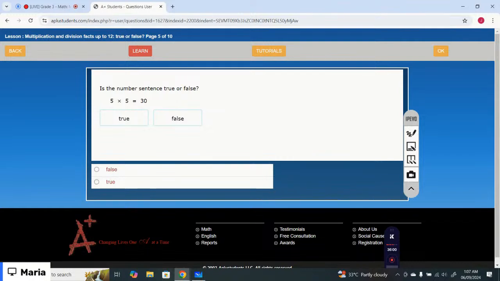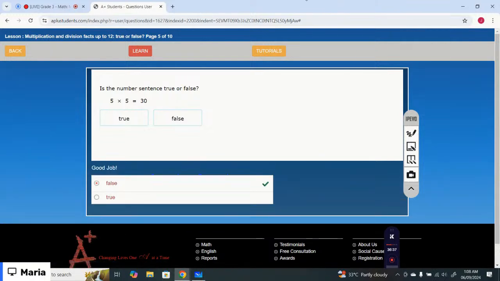Is the number sentence true or false? 5 times 5 equals 30. Which is the correct option? The correct option is again false, right? 5 times 5 is 25. 25 is not equal to 30, right? So false it is. Very good.